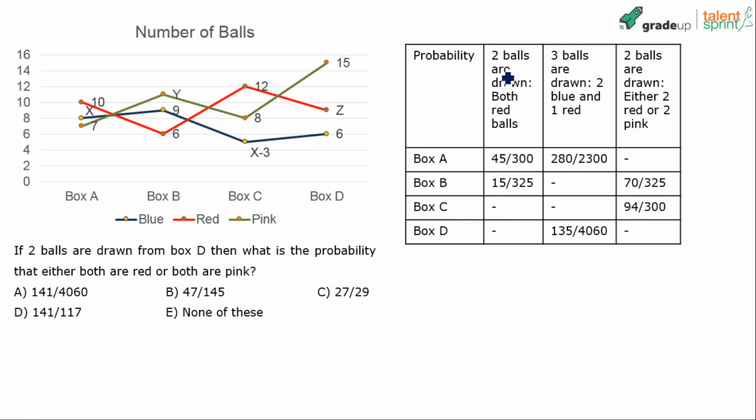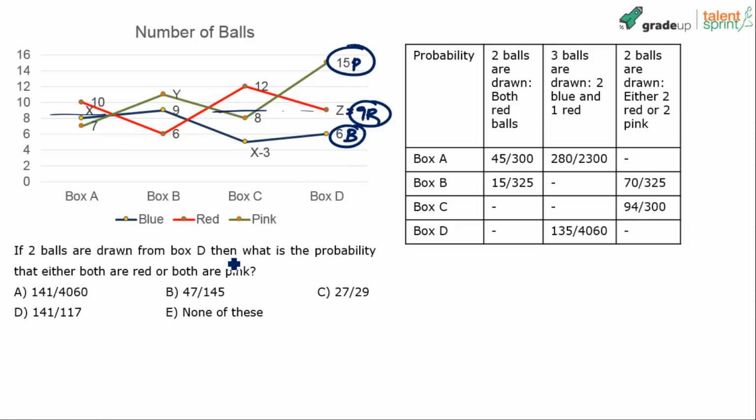Then why do we need this data? I don't think this data is needed at all, right? If the y-axis is given, we will not need this data at all. Two balls are drawn from box D. See, box D has got 6 blue balls. Z can be taken as what? It is between 8 and 10, right? So it can be taken as 9. So 9 red balls, 6 blue balls, and 15 pink balls. This is about box D.